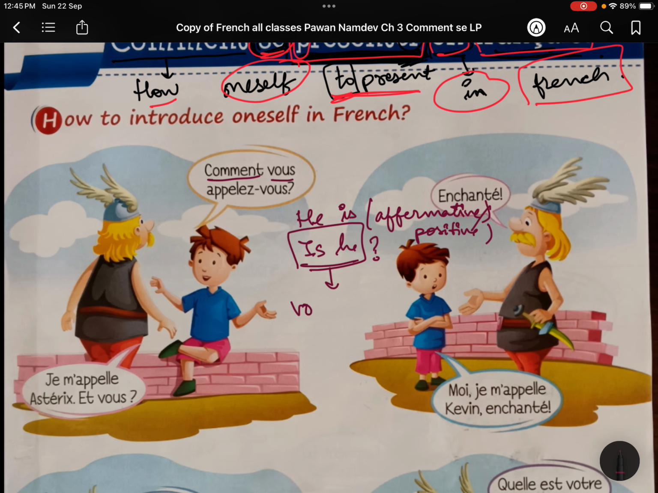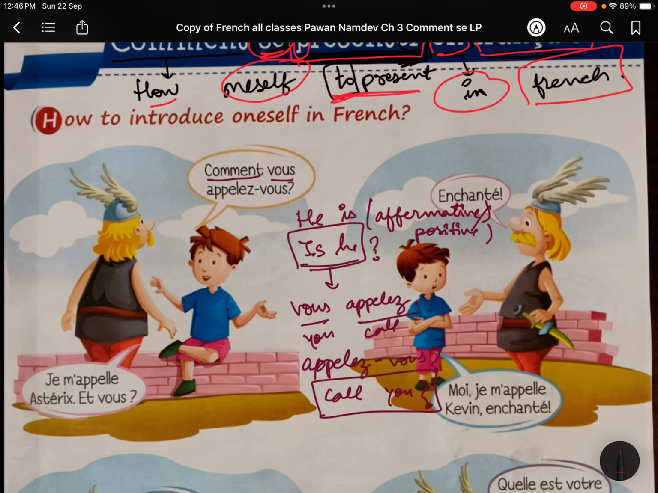For example, vous appelez, you call. It's a positive sense. Appelez-vous. Now it's in the interrogative form. Call you. Okay, so it's an interrogative form. We have just interchanged the position of verb and pronoun.